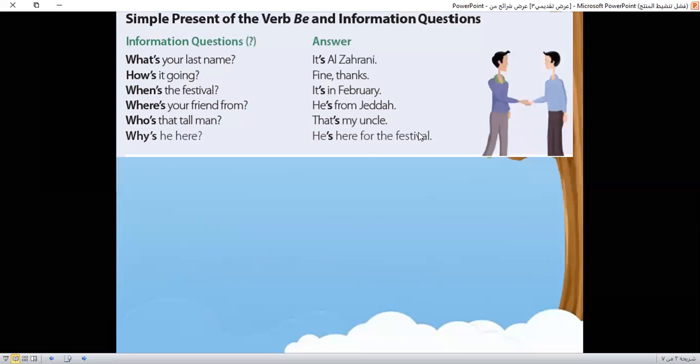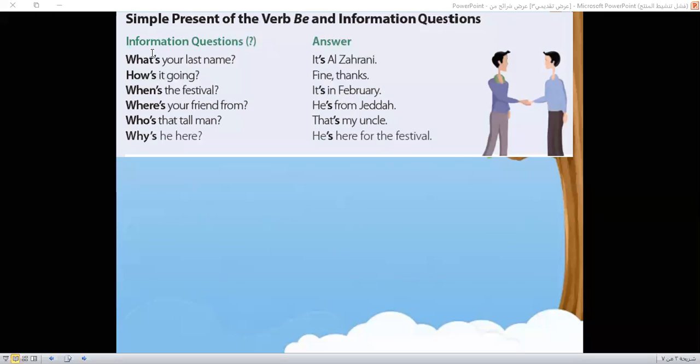Now we're going to talk about simple present of the verb be and information questions. Information questions are WH questions and how. Now, how am I going to write those information questions with the verb be? Verb to be: is, are, or am. Now, let's write an example. Or before we write, let's read.